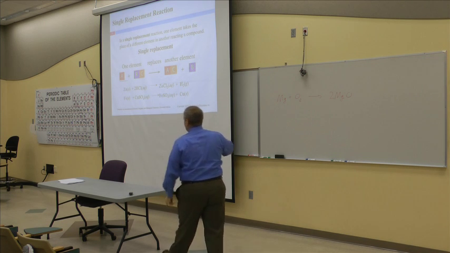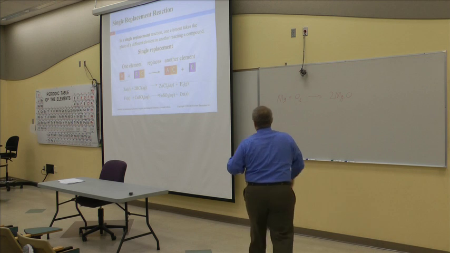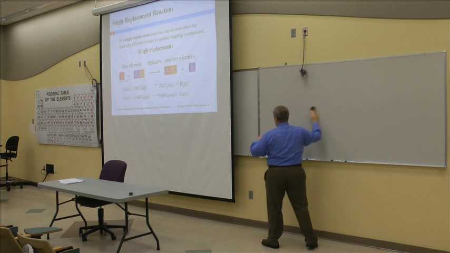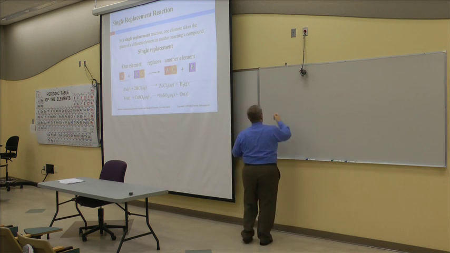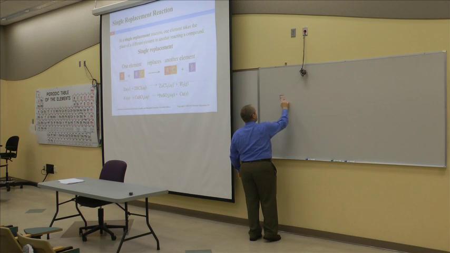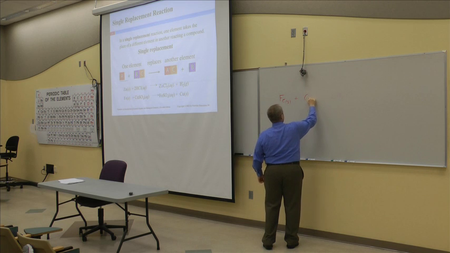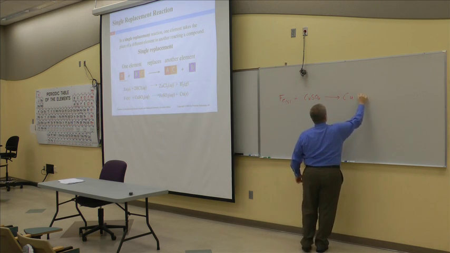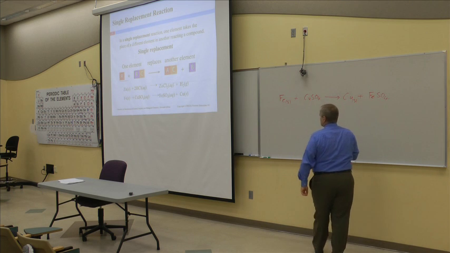Single replacement. Now, when you're looking at a single replacement reaction, we'll take the example that's up on the board and talk about it really thoroughly. The bottom one's the best. So we have Fe, solid, plus copper 2 sulfate, goes to give us copper plus iron 2 sulfate. This is solid.